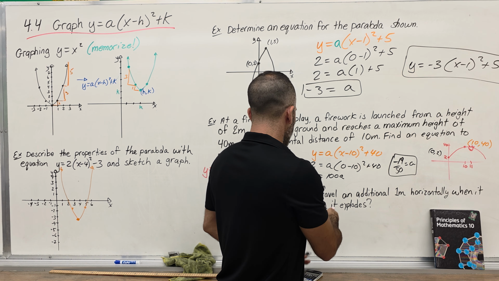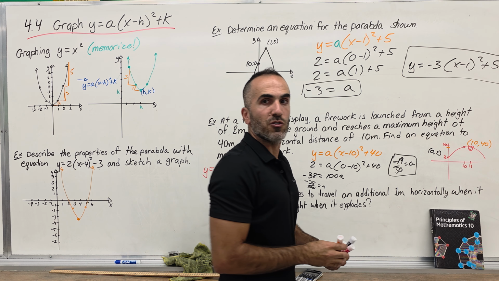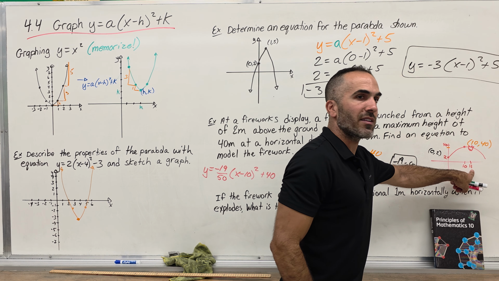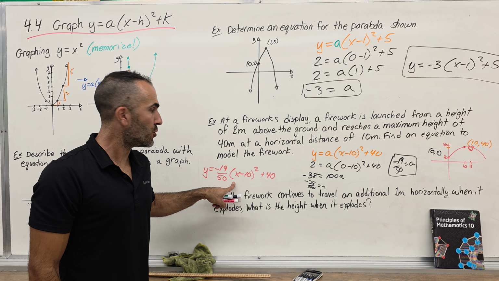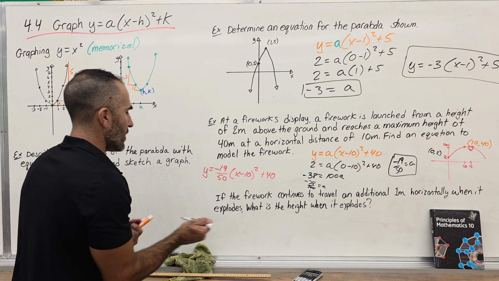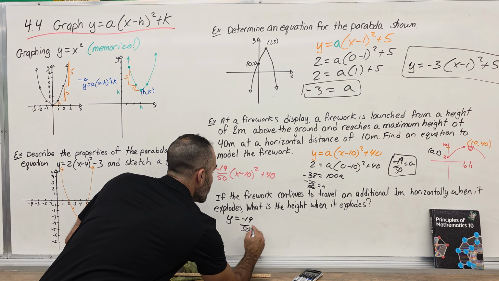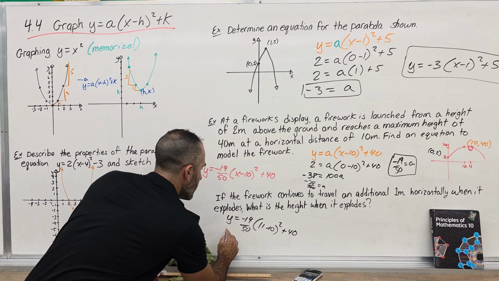So it's asking, what is the height at that point? I know it's going to be less than 40 because it's reached its maximum height already. But to determine what height that is, I just have to take that 11 and plug it into my equation that I hope is true. So I'm going to go like this: y equals negative 19 over 50 times (11 minus 10) squared plus 40.